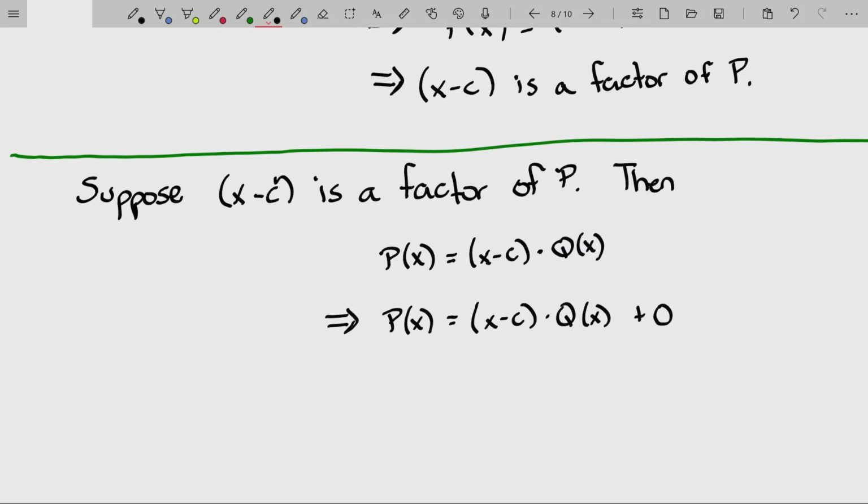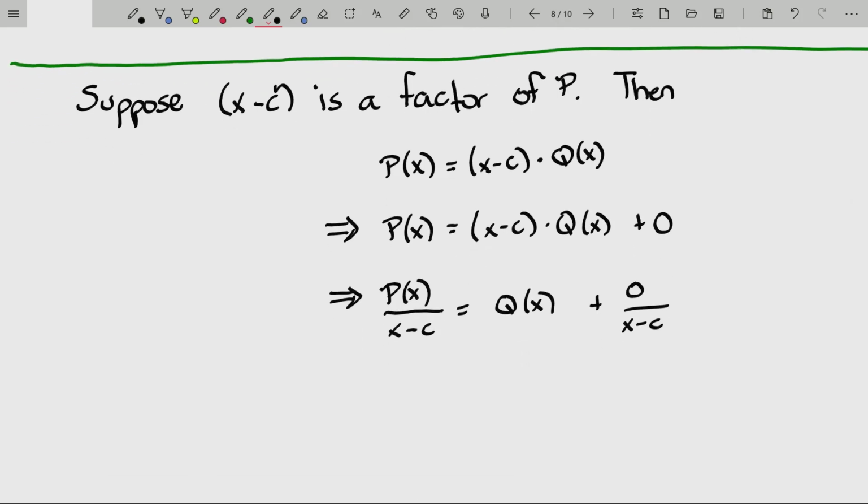But this is an implication that p of x is equal to x minus c times q of x plus 0. Now, I know what you're thinking. Why would you even write plus 0? It's because if I divide both sides by x minus c, so here's p of x, divide that by x minus c, equals, divide this first term by x minus c, and you'll just end up with q of x, and divide 0 by x minus c, which is just going to be 0, right? So this implies p of x over x minus c is just some polynomial, but with a 0 remainder. So when I divide p by x minus c, I end up with a clean polynomial with a 0 remainder.